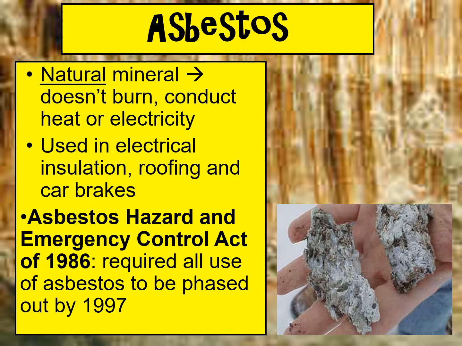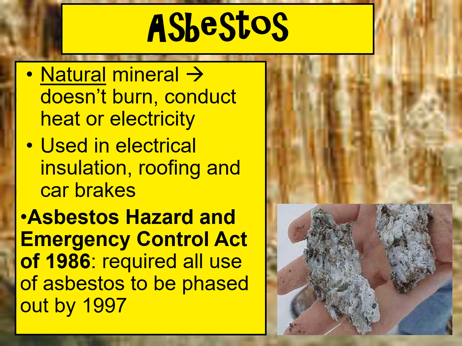Our fourth indoor air pollutant that we're going to talk about is asbestos. Now, asbestos is a natural mineral and it is mined and used in our buildings and industry. And the reason why it was used is because it is really an inert mineral, meaning it doesn't burn, it doesn't conduct heat or conduct electricity. So you can put it in areas that are likely to burn or likely to have electrical impulses, and it won't allow for those things to burn or pass on electricity.